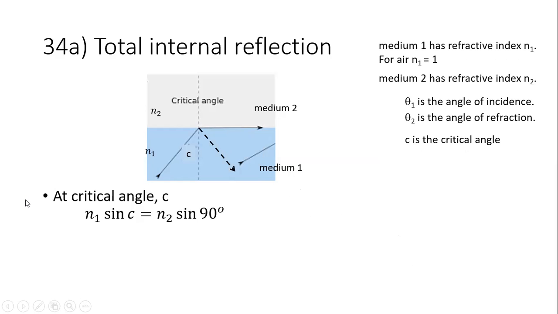At critical angle C, that we have reviewed earlier already, N1 times sine of C is N2 times sine of 90 degrees. Sine of 90 degrees is 1. Then we take our N1 out. So that is our equation: sine C equals N2 over N1.